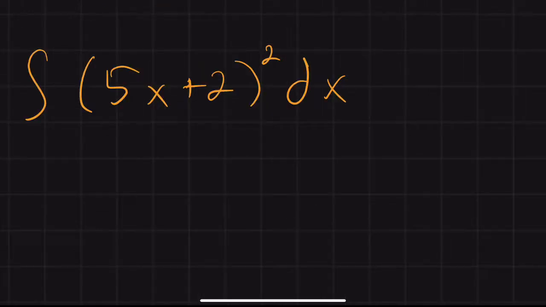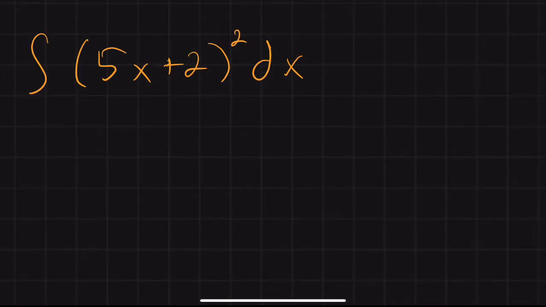The integral of (5x plus 2) quantity squared dx. If this were a derivative problem, you would use the chain rule to solve this. But for integrals, there is no chain rule. So in order to solve this integral, you want to rewrite the function on the inside so that you can use the power rule.